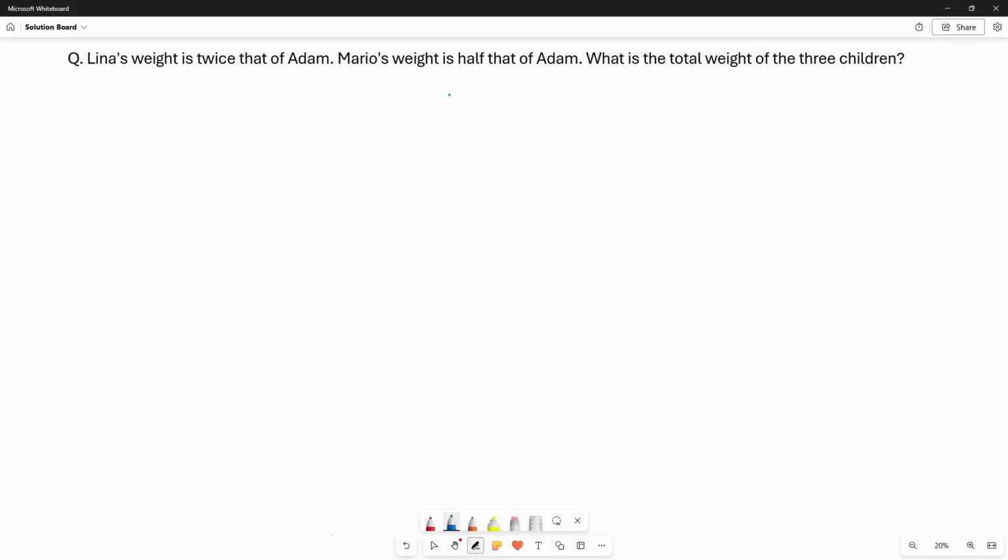Let's look at this problem. This states that Lina's weight is twice that of Adam. Mario's weight is half that of Adam. What is the total weight of three children?